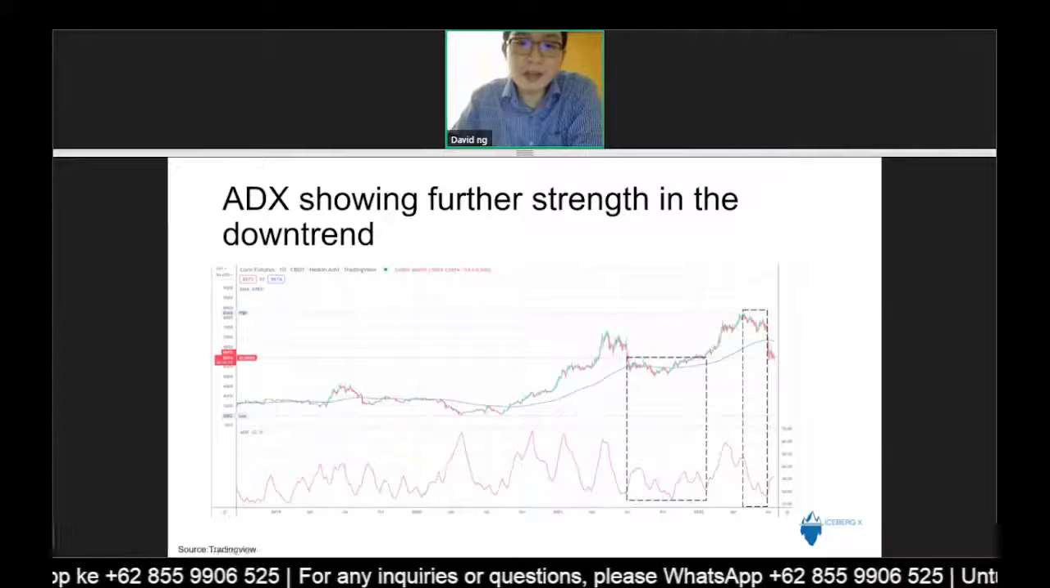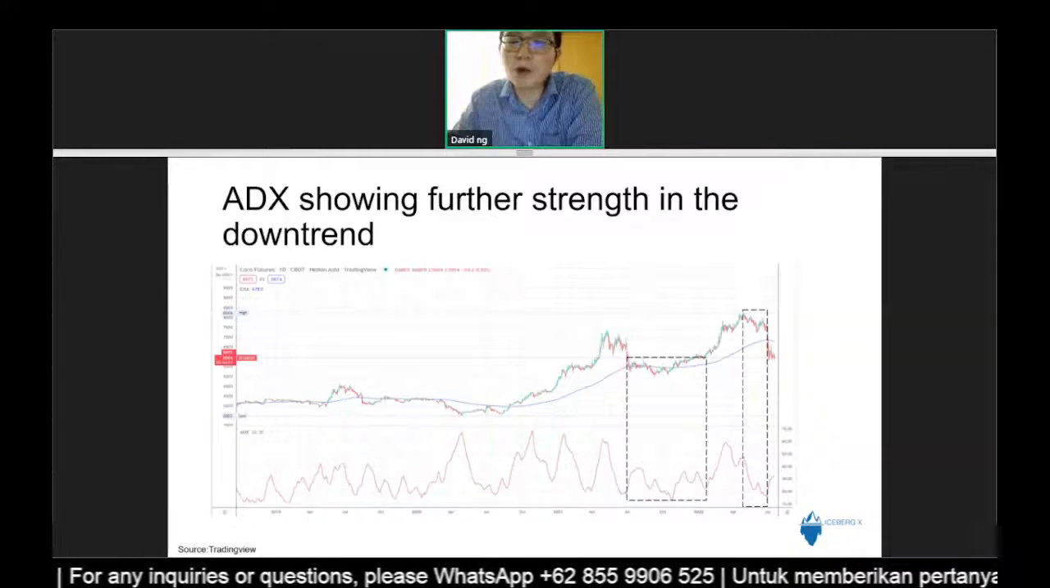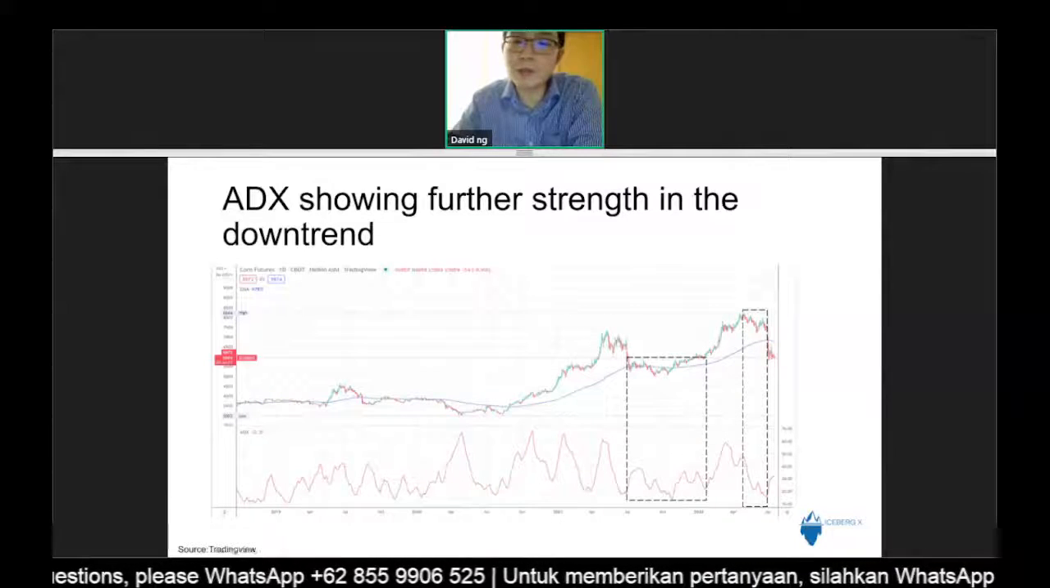Now, once you identify the trend, it's important to understand how strong the trend is. Normally, as a trend trader, you want to trade in a strong trend. You don't want to be trading a trend that is very weak.